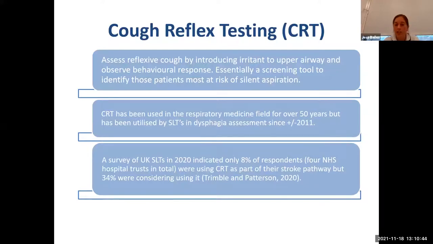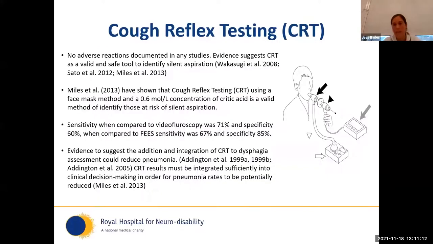So CRT has actually been used for over 50 years in respiratory medicine, and it's been used for approximately 20 years by speech therapists in dysphagia assessments. And CRT is widely used in New Zealand and Australia specifically. However, a study by Trimble in 2020 found that only 8% of respondents in NHS trusts were using CRT, but there were quite a few that reported they were considering implementing it in their practice.